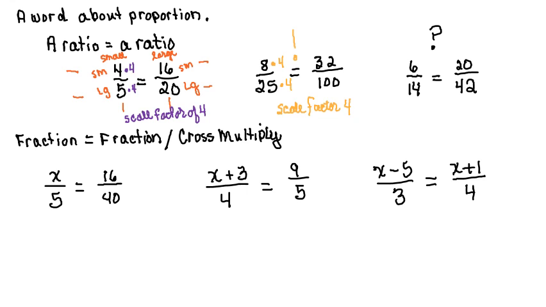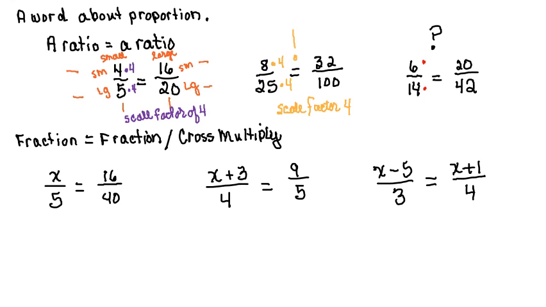Now we're going to take a look at the next one here and see if it has a proportionality to it. Like, what did we multiply the 6 by to get a 20, and what did we multiply the 14 by to get a 42? Because we're going to see if they're actually proportional to each other. That is, that they have a scale factor that is even between the two.